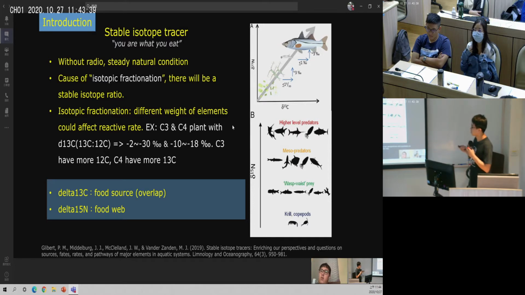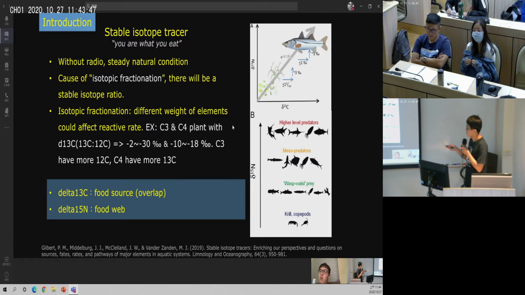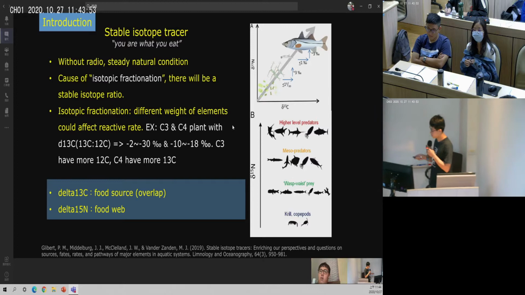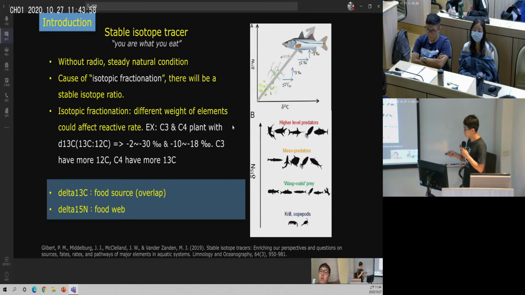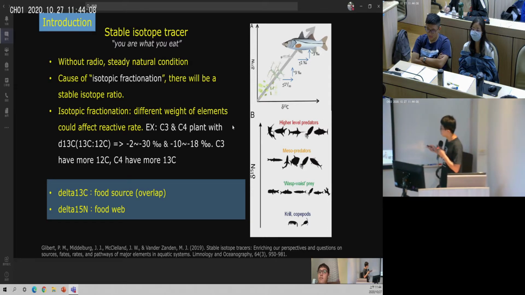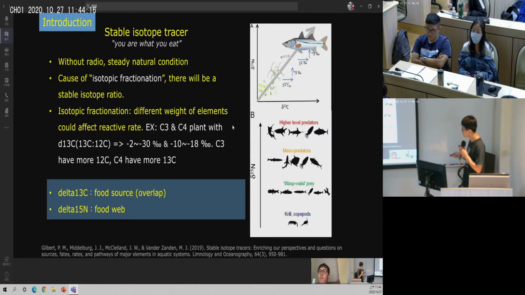And the stable isotope difference is called isotope fractionation. The fractionation makes a constant difference in the weight of the elements. There are two parameters that we can use to build the food web: one is delta 13 carbon and one is delta 15 nitrogen. If the predator and the prey have almost the same carbon, the predator will also have higher nitrogen. So we can build a food chain.